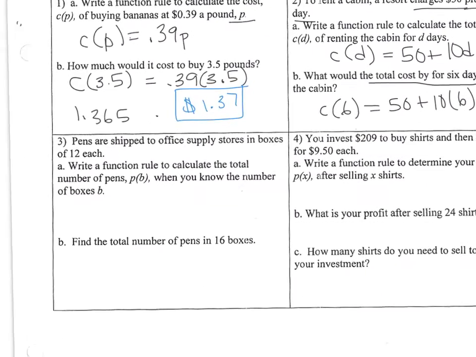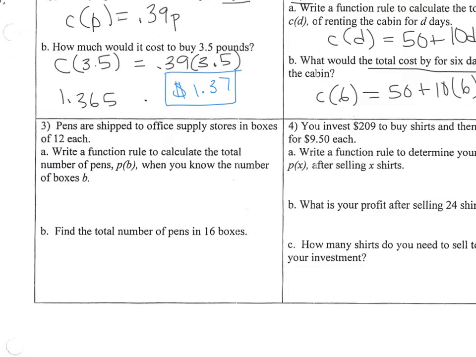Number 3, pens are shipped to the office supply store in boxes of 12 each. Write a function rule to calculate the total number of pens when you know the number of boxes. So I'm going to write P of B equals, okay, this one's kind of tricky. Calculate the total number of pens if you know the boxes, not the other way around. So if you have one box, you have 12 pens. If you have 2 boxes, you have 24 pens. So what you're doing is you're taking 12 and multiplying it by B.